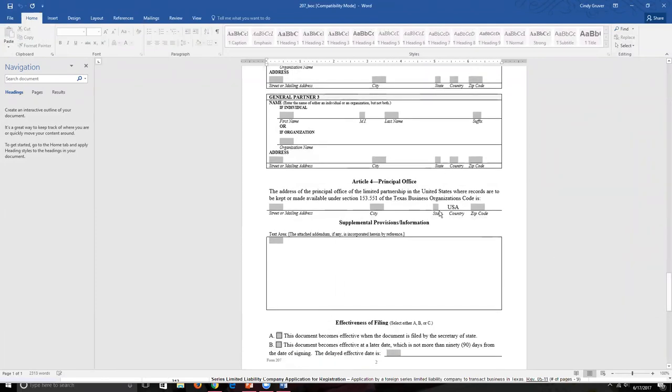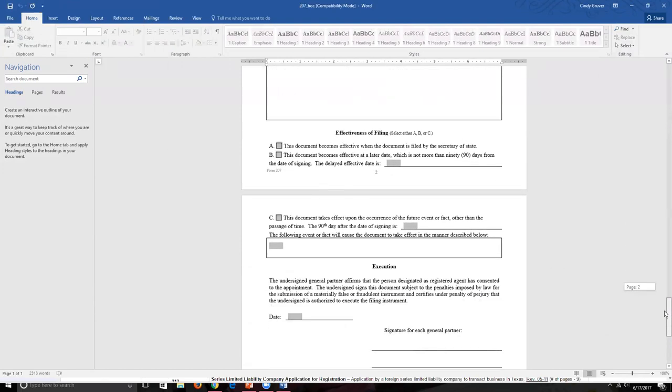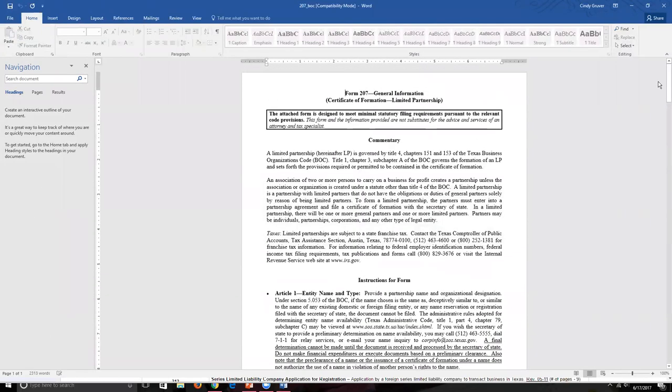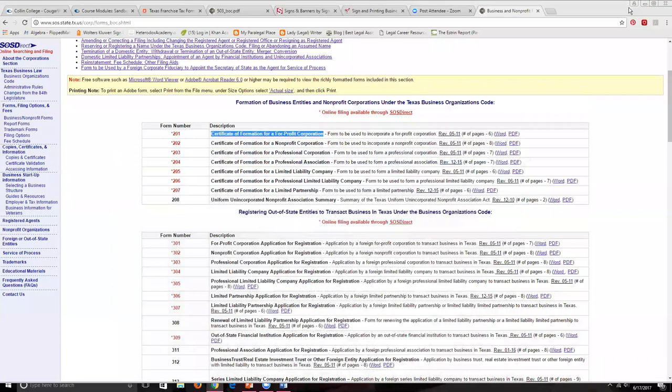What's going to be the principal address? When is it going to go into effect? And you have a signature for each one of the general partners. So, honestly, it probably would take you 15 minutes to fill out the whole form. And you don't need an attorney to be successful at filling it out by any means.